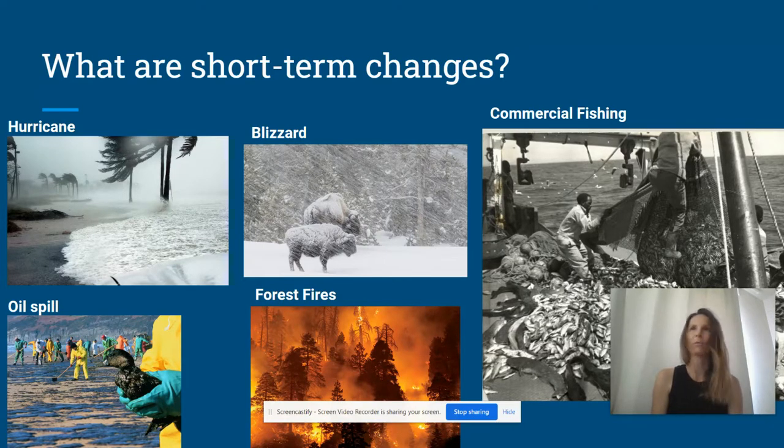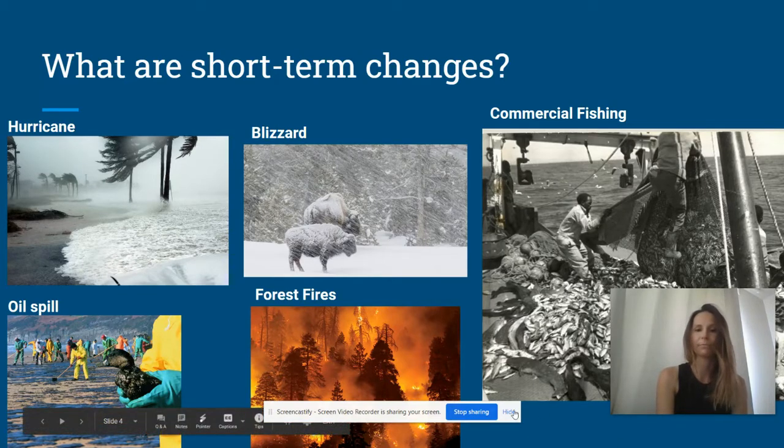And then others that we might think of might be something like a drought, tornado, flood. Those are a few more examples of a short-term environmental change where there's a sudden impact to the population. They do not have enough time to adapt. However, the ecosystem can bounce back fairly quickly.